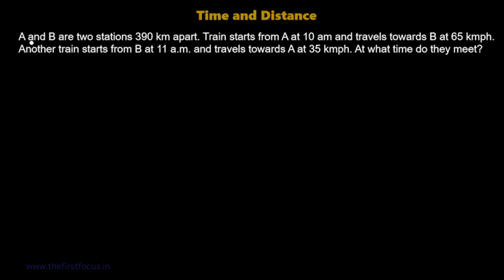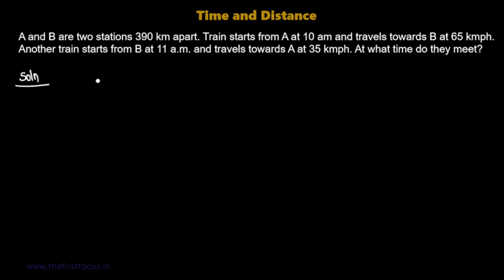The next one is, A and B are two stations 390 km apart. Train starts from point A at 10 am and travels towards B at 65 km per hour. Another train starts from B at 11 am and travels towards A at 35 km per hour. At what time do they meet? We have to find the time.